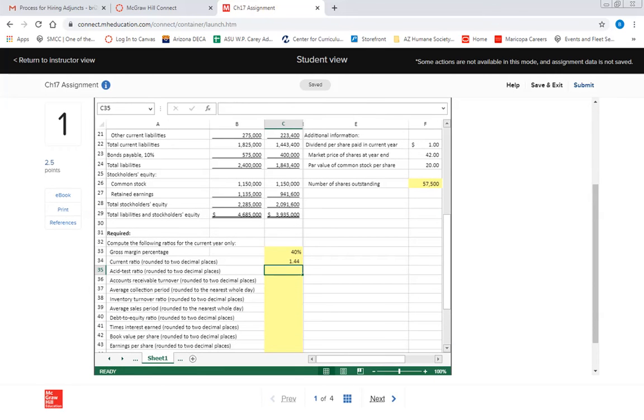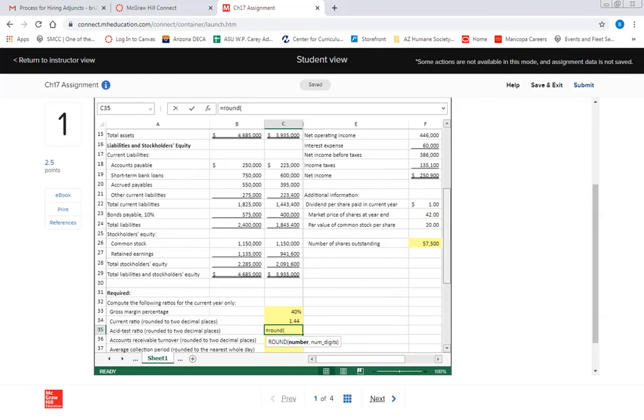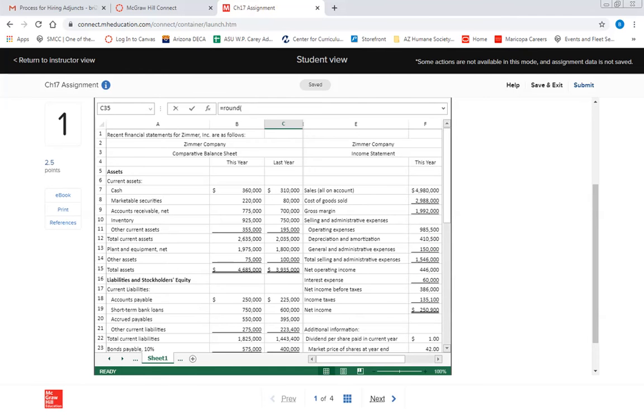The next one is the acid test ratio. We're going to take our liquid assets and divide by our current liabilities. Once again, it says to round to 2 decimals, so we're going to use ROUND. We need all of our liquid assets: cash is a liquid asset, we're going to add that to marketable securities, which is a liquid asset, and accounts receivable is considered a liquid asset. Inventory and other current assets would not be included in there.